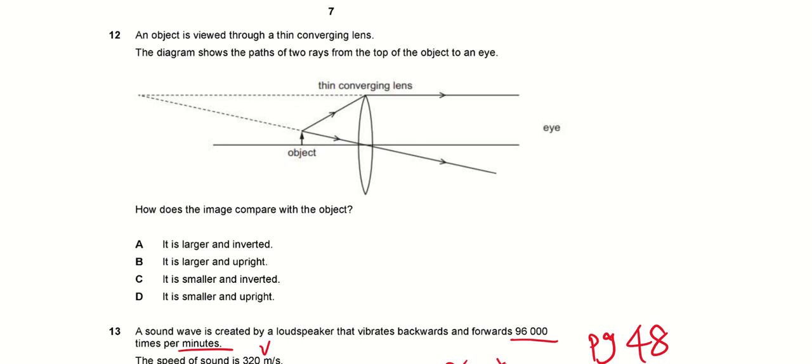Thin converging lens, it shows a path of two rays. Where is the image? Guys, where is the image? Left hand side or right hand side?